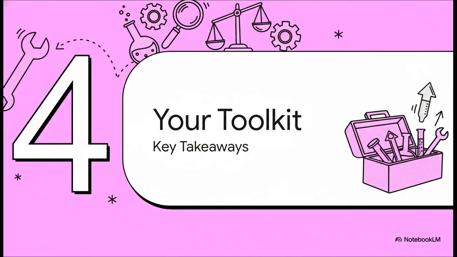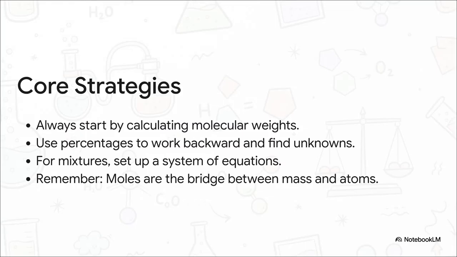Wow, okay. After tackling those three challenges, we've actually built up a pretty impressive set of skills. So let's take a second to recap and put together our official stoichiometry toolkit. So, core strategies. First, always start by calculating the molecular weights. That is your absolute foundation. Second, remember that percentages are a great tool for working backward to find unknowns. For complicated mixtures, think about setting up a system of equations. And probably most important of all, never forget that moles are the universal translator in chemistry.